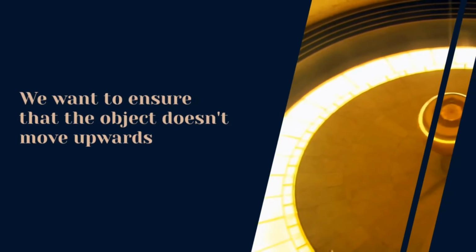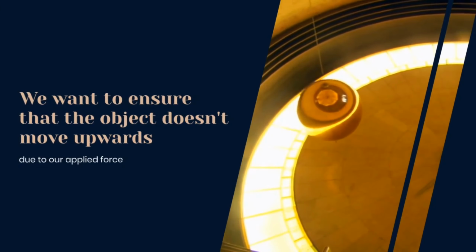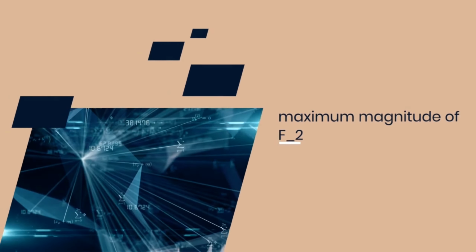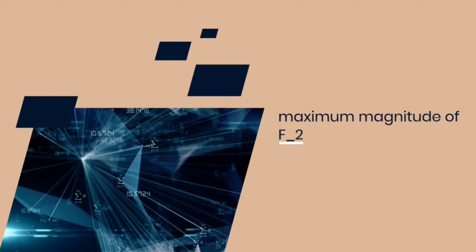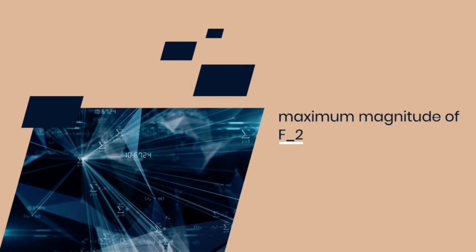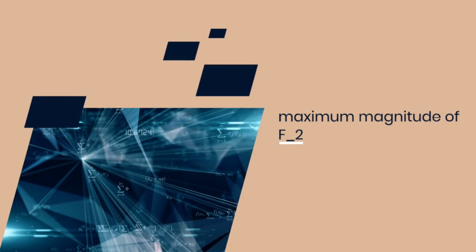We want to ensure that the object doesn't move upwards, negative acceleration, due to our applied force. The Cauchy-Schwarz inequality can help us determine the maximum magnitude of F2 to prevent upward motion. |F1 · F2| ≤ ||F1|| ||F2||.